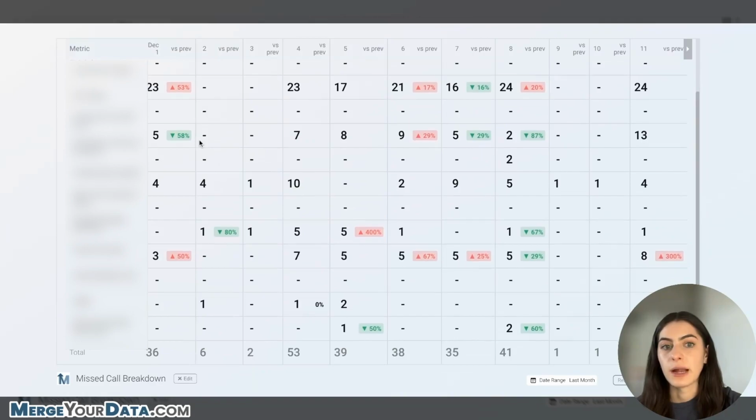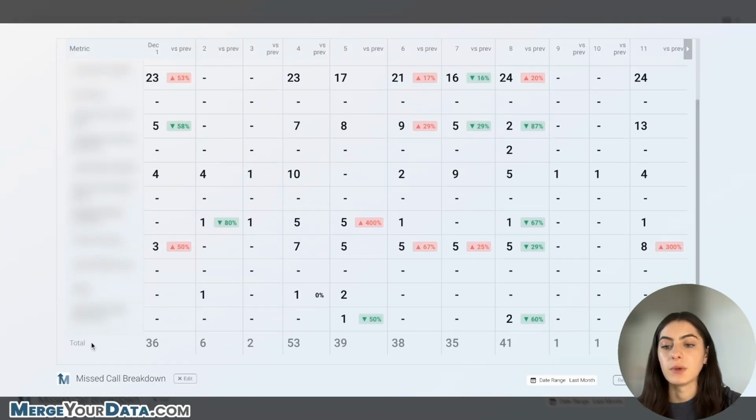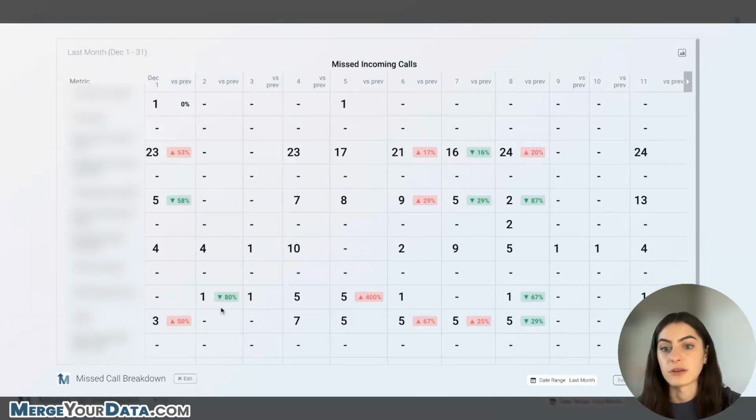One thing I want to point out here too is at the bottom we have a total count number for the number of missed calls in that period. For example, on December 1st, the total across all metrics was 36. And then on December 2nd, the total was 6 missed calls across all metrics.